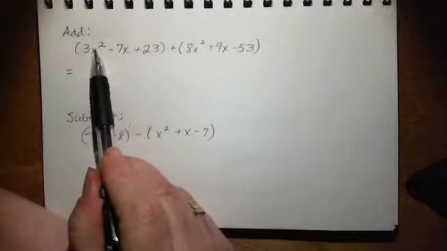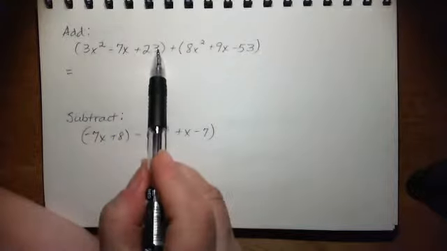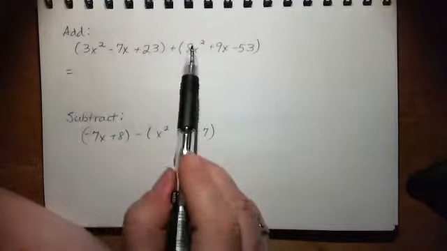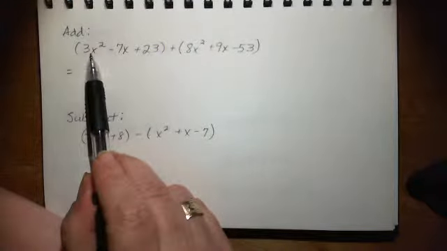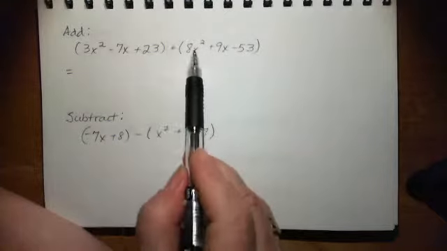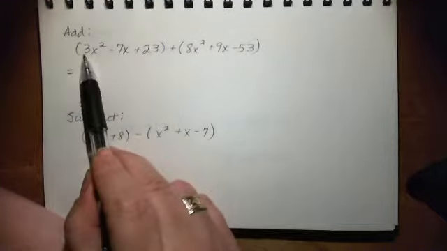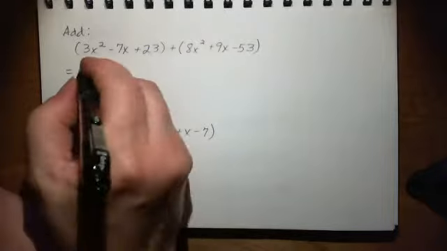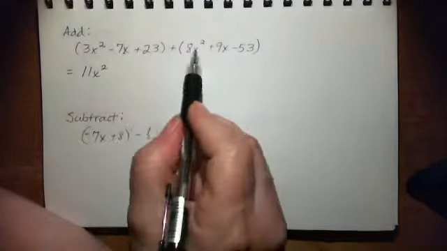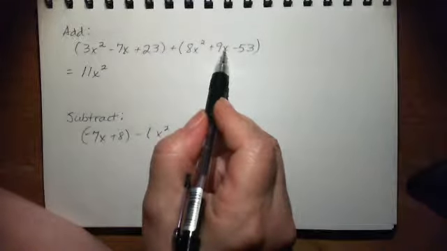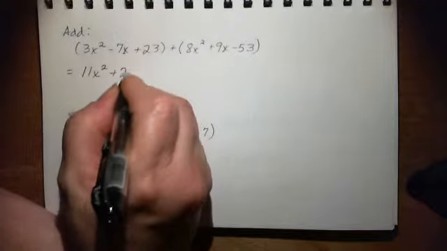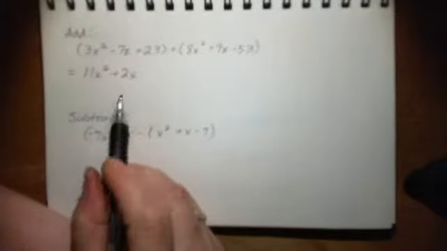That's a good idea. We see the power 2, 1, no x's, the power 2, 1, and no x's. So let's just drop the parentheses and start collecting like terms. X squared and x squared are like terms, so we'll collect these two for one like term. 3 plus 8 gives us 11 x squared. Negative 7x is like positive 9x. We'll collect them for a like term.